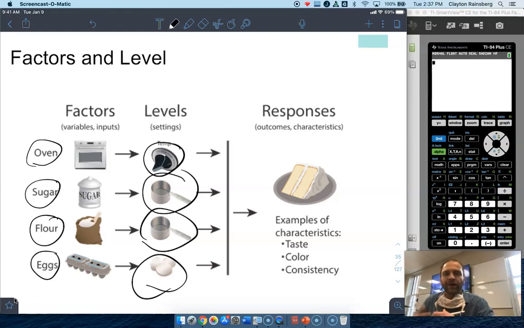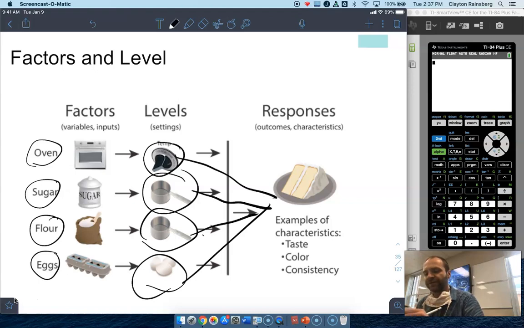And then when we combine all that together, we mix the eggs with the flour, we mix it with the sugar, and we cook it at a certain temperature. Lo and behold, we made a cake. Amazing. And when we eat a cake, how does it taste? Is it too dry? What's the color like? What's the consistency like? That's what you're measuring. Those are your responses for those characteristics of the cake. Those are the outcomes you're looking for. And that's really the main idea behind factors and levels.